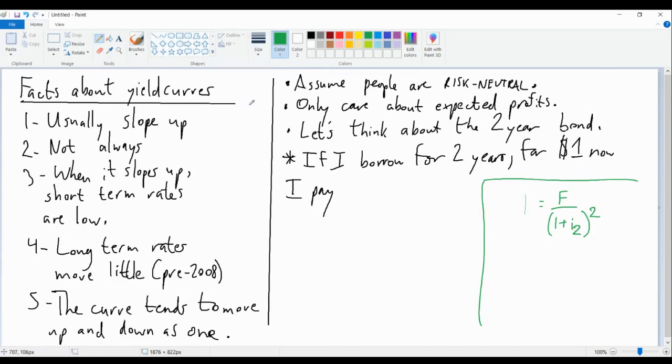So if I set that equals to 1, then F becomes how much I have to pay per dollar. So let's multiply both sides by this denominator here. Of course, we end up with this being the amount that I have to pay later. So if I borrow $1 now, I have to pay back this, 1 plus I sub 2 squared, in 2 years.